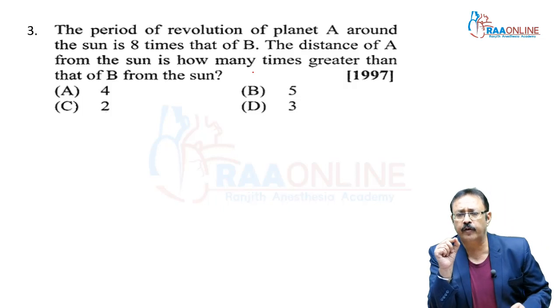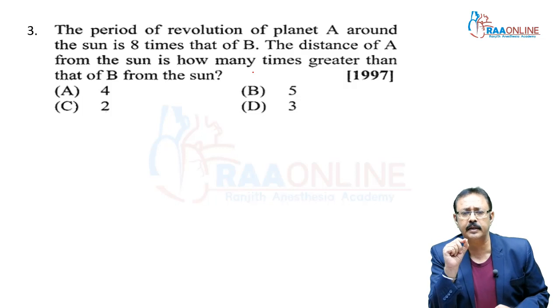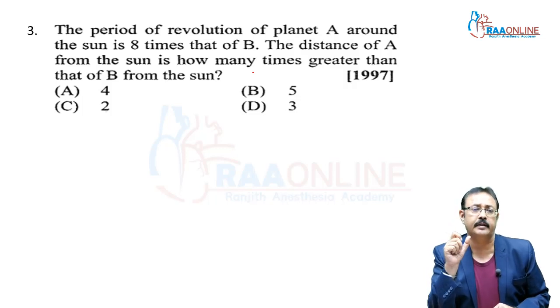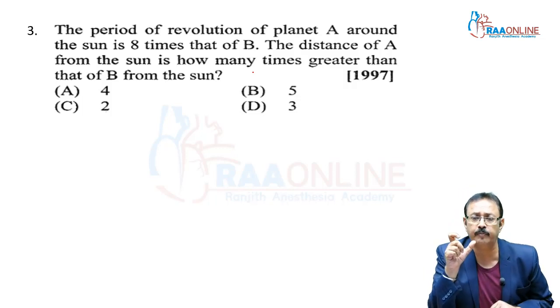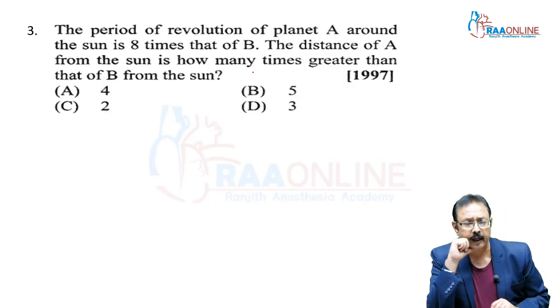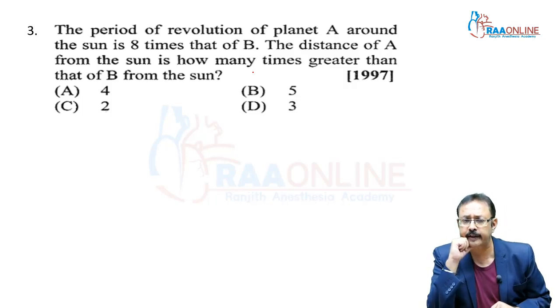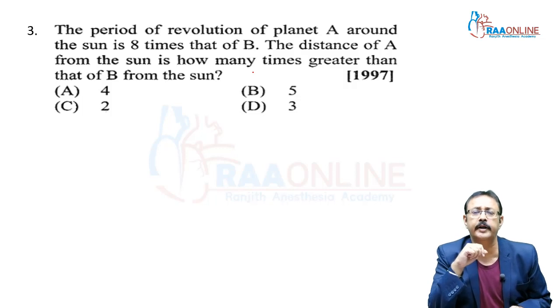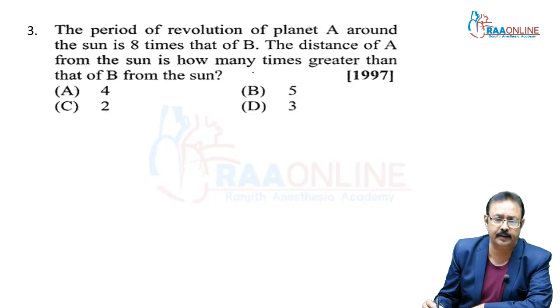The period of revolution of planet A around the sun is 8 times that of B. The distance of A from the sun is how many times greater than that of B from the sun?